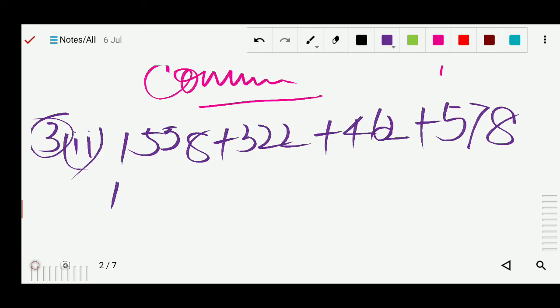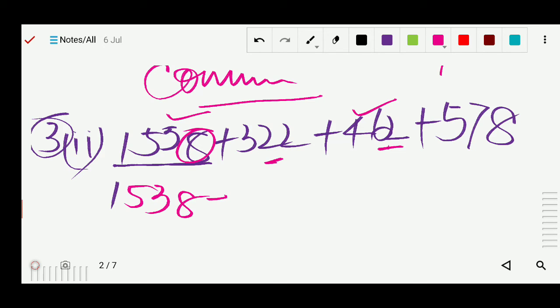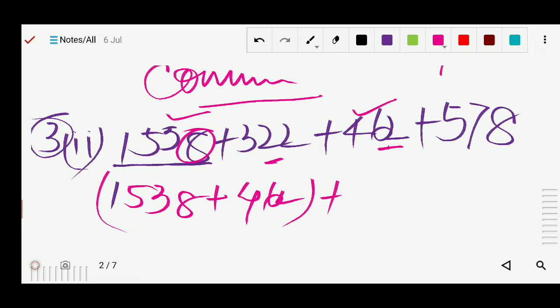So here in the first number we can see 8, and in the last number here there is also an 8. Where is the 2? Here is the 2, and here is the 2. When we add these, we will get a round figure. So you can try it: 1538 plus 462, add it together. Now I will make the group of 322 plus 578.